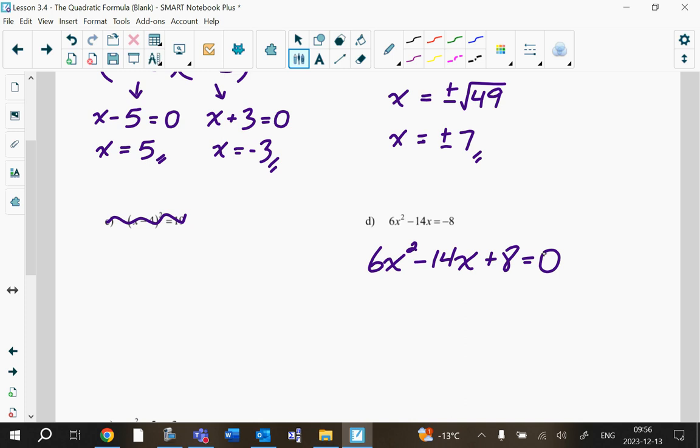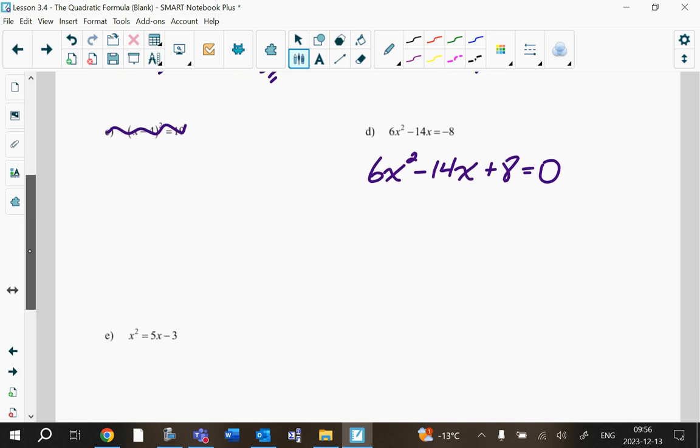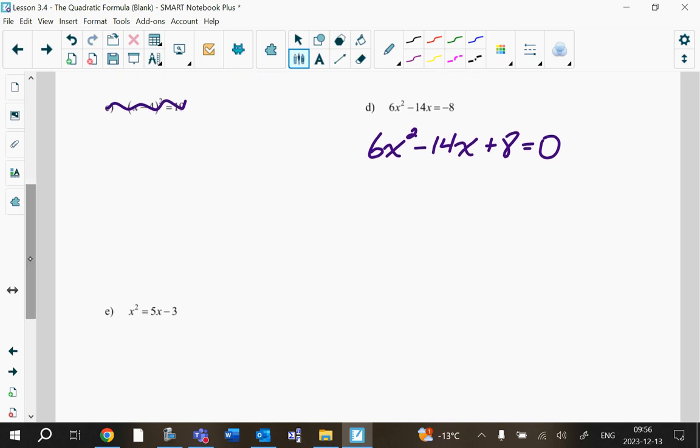So unless you are told to factor this or solve it by factoring, you probably want to go to the quadratic formula. Maybe you might want to see if you can factor it, play with a couple of numbers, but don't spend a bunch of minutes on it.